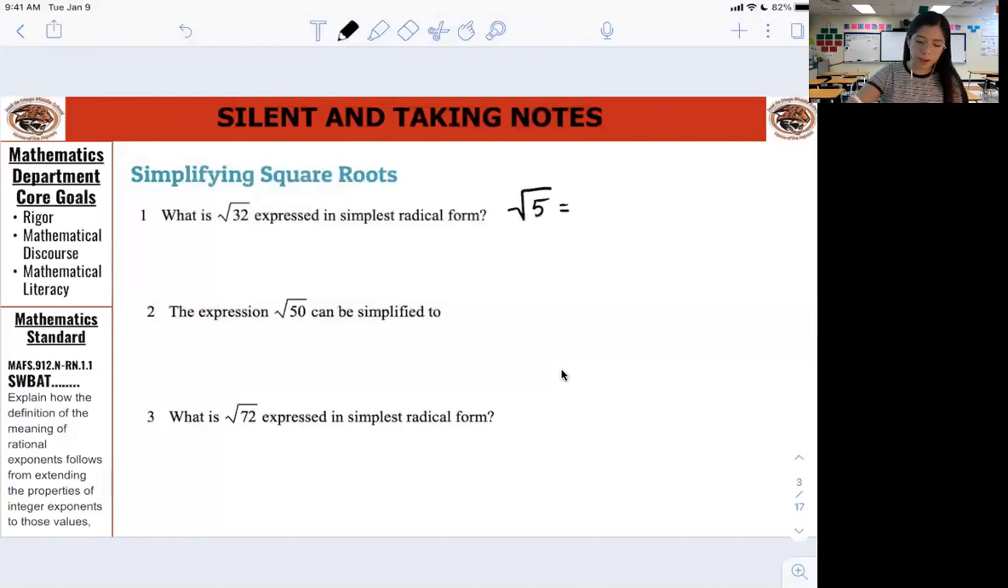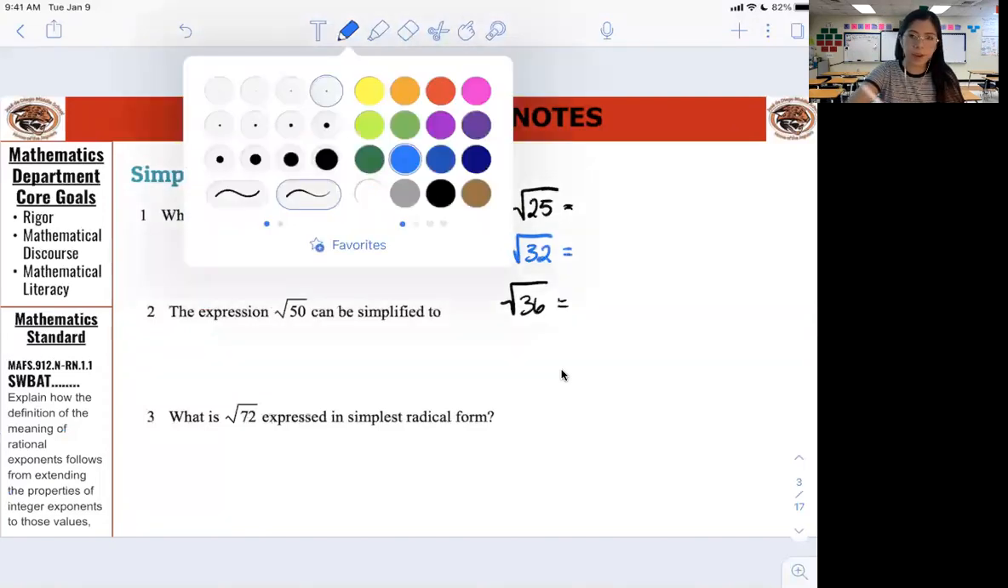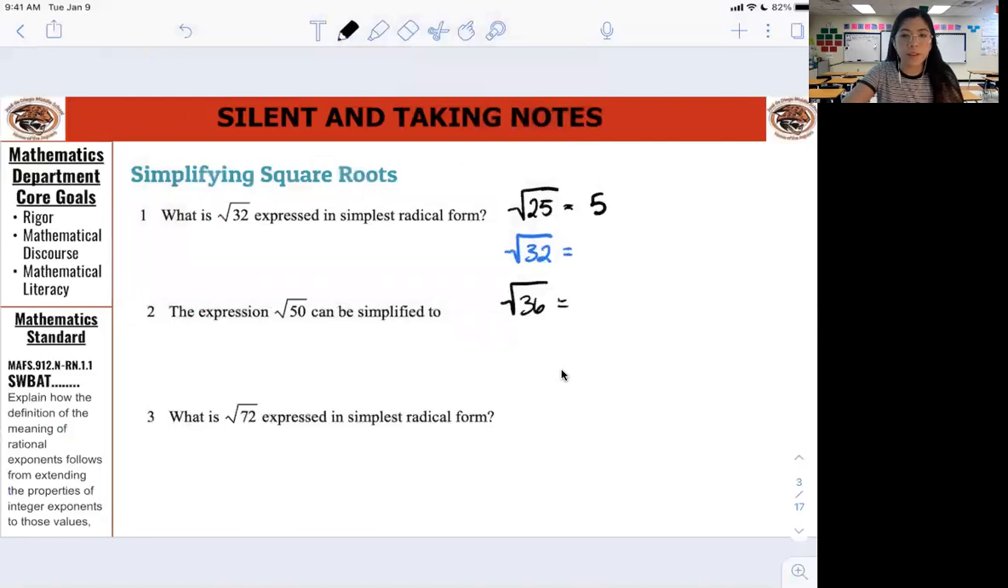We know the number 25 is a perfect square, and the number 36 is a perfect square. And 32 is somewhere in between those two numbers. The square root of 25 is 5. The square root of 36 is 6. So since 32 is between 25 and 36, its square root is going to be somewhere between 5 and 6.